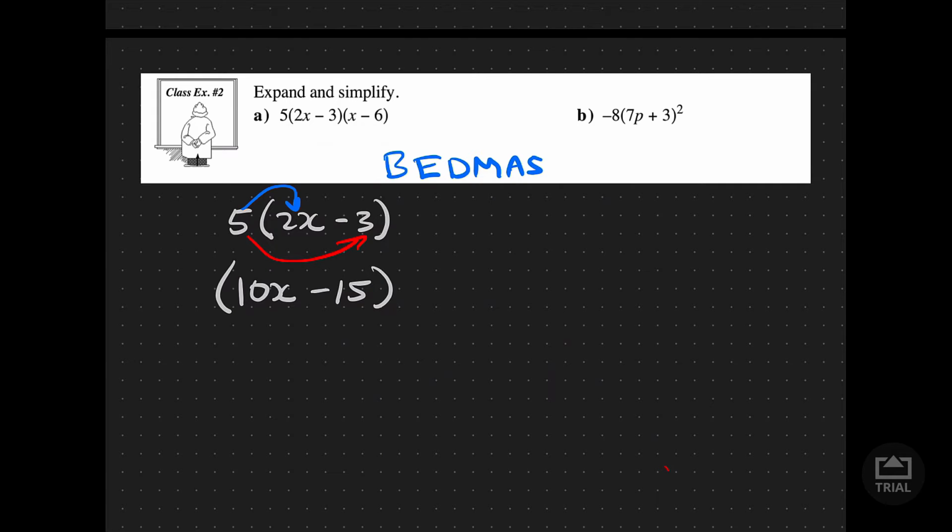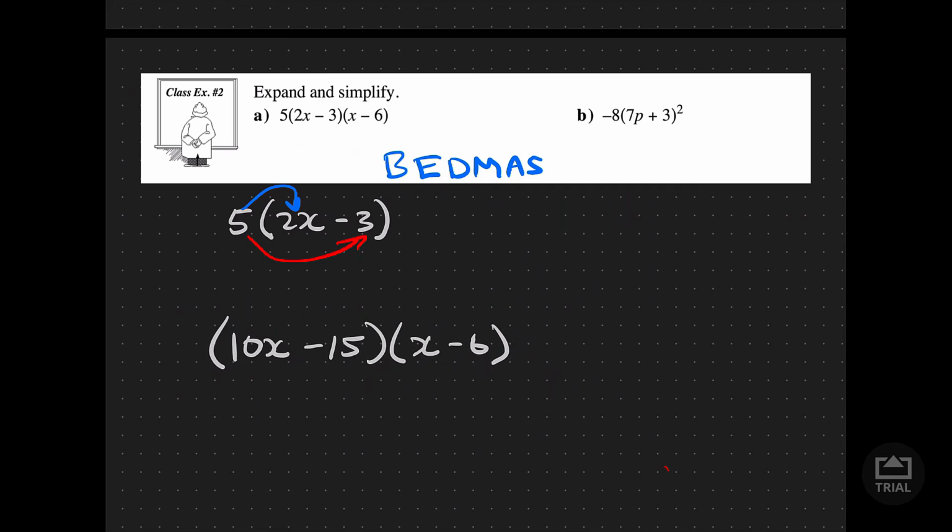So I need to keep that in brackets right there because I'm going to be multiplying the product of that times the next binomial, which was x minus 6. And now I'm basically just going to use FOIL, feed the chickens, and run this all the way through.